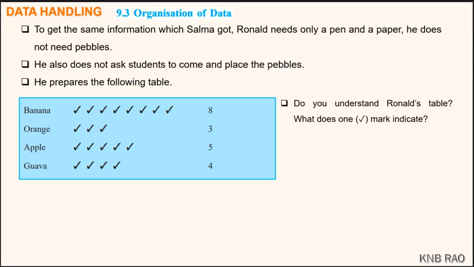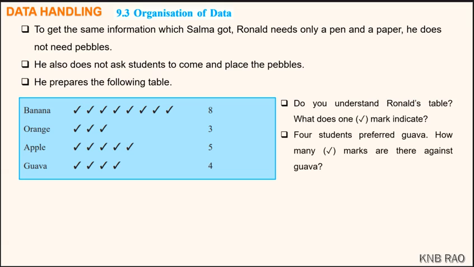Do you understand Ronald's table? What does this one tick mark indicate? This one tick mark indicates the number of students opting for the fruit, whatever it is, ticked against. 4 students preferred guava. How many students preferred guava? You could see with the tick marks. How many tick marks are there against guava? You know, 4 only now. How many students were there in the class totally? Can you answer me now?